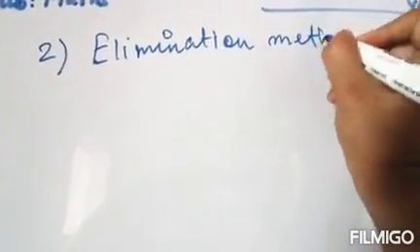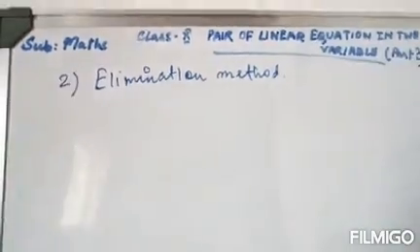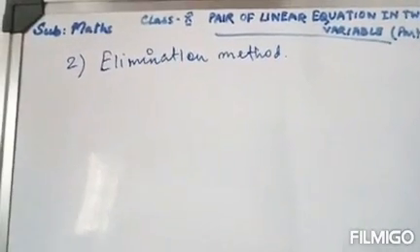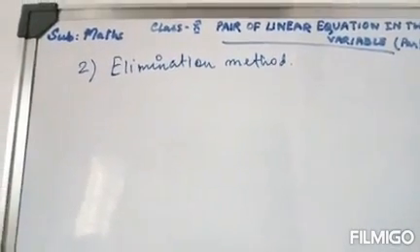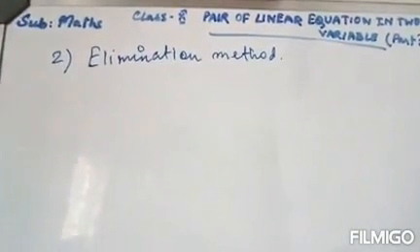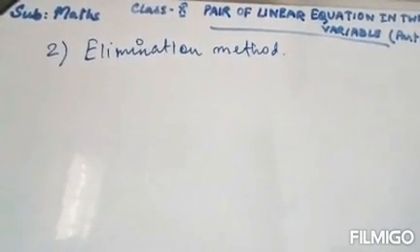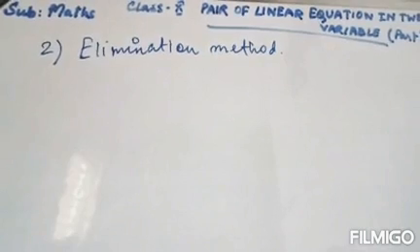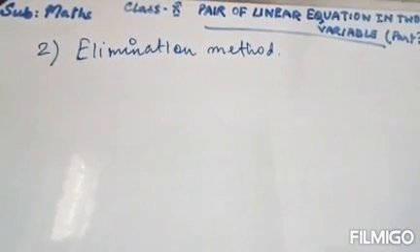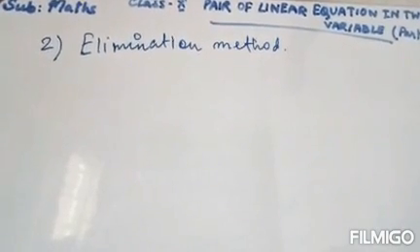Now what does the word elimination mean? Elimination means to remove, right? So here we are going to eliminate, which means we are going to remove one variable and make it a single variable equation. So let's see how to do that.